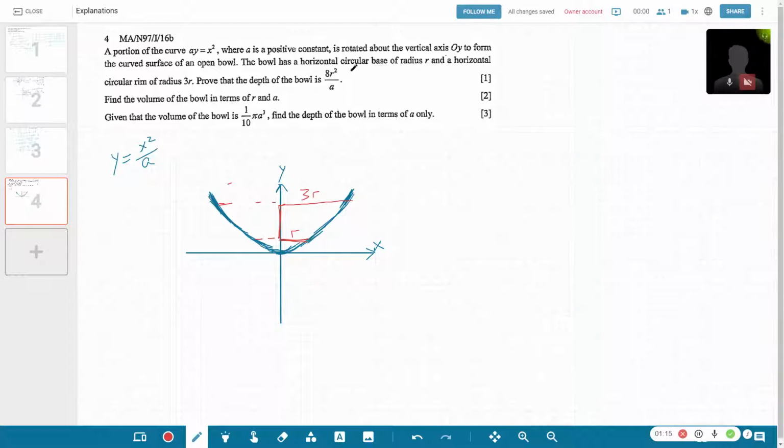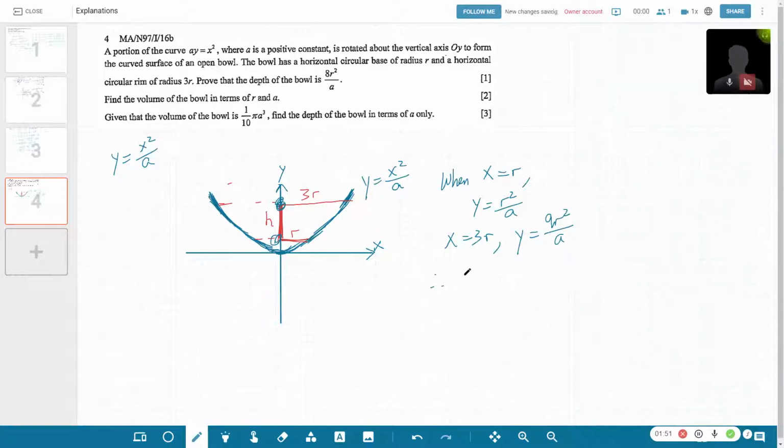So prove that the depth of the bowl is 8r squared over a, which means find this height, find this length. Let this be h. So y equals x squared over a, so we just need to find the y value. For the first part, when x equals r, y equals r squared over a. And when x equals 3r, y equals, you square it, 9r squared over a. So that is this point and this point.